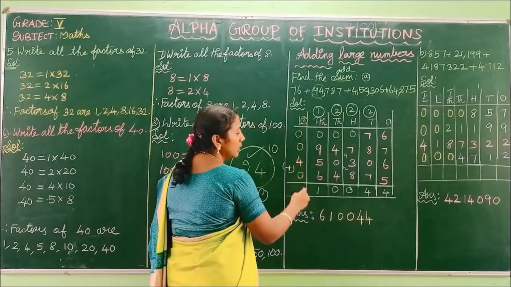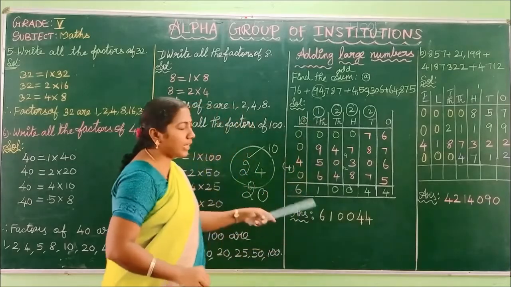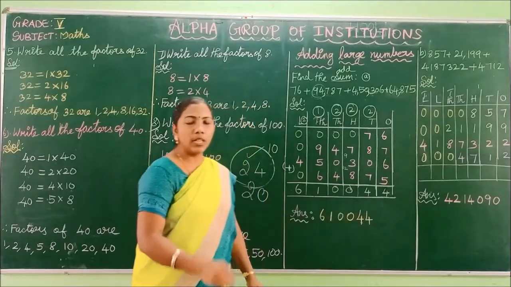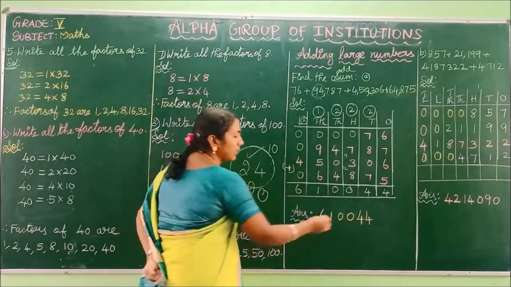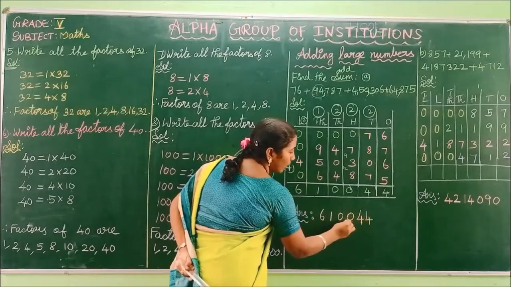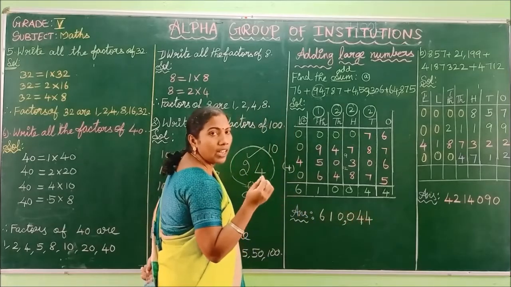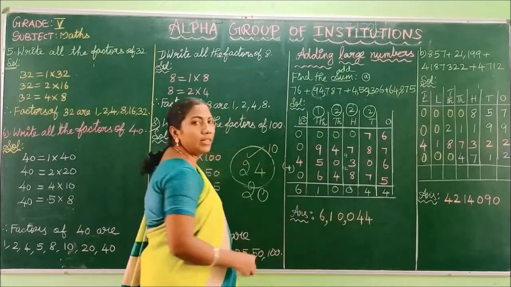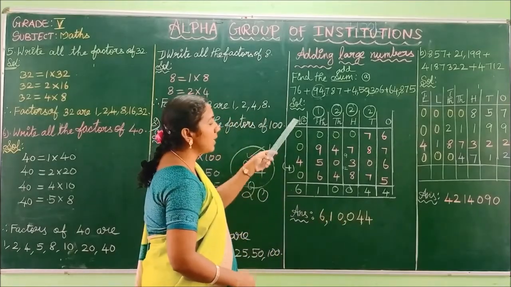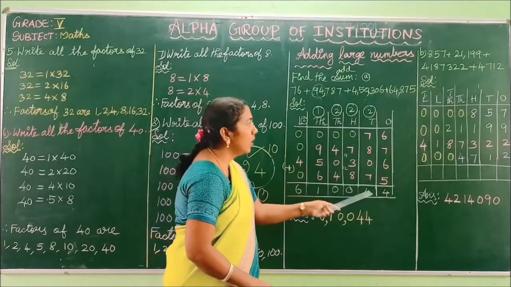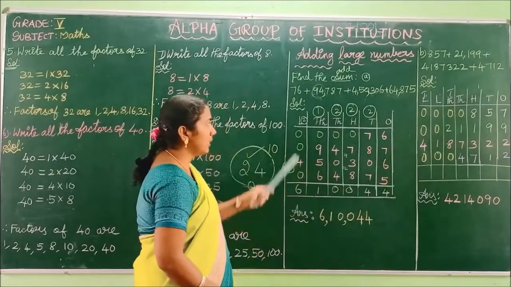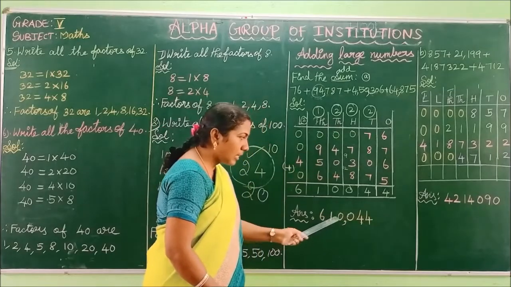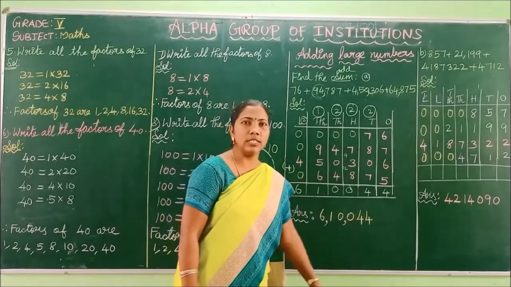2 plus 4, 6. So you have to write the answer here. 6, 1, 0, 0, 4, 4. As per the Indian system, you have to put the commas like this. 1, 2, 3. After the 3 digits and then after every 2 digits. So 1, 2. Now how do you read this number? 6 lakhs 10,044. This is the answer.